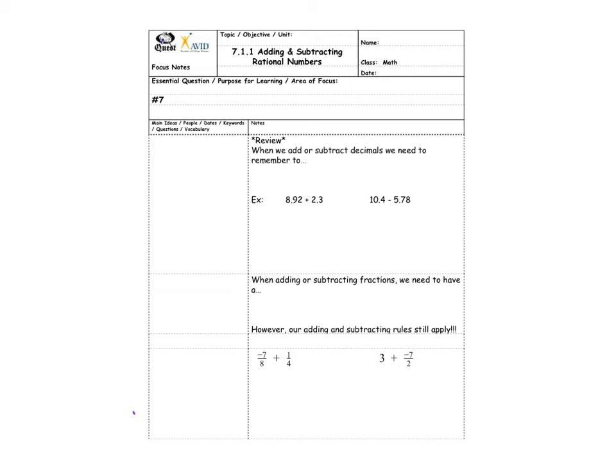Please remember that you need to be filling out this part as well. So your name, Math 8, and whatever the date is.